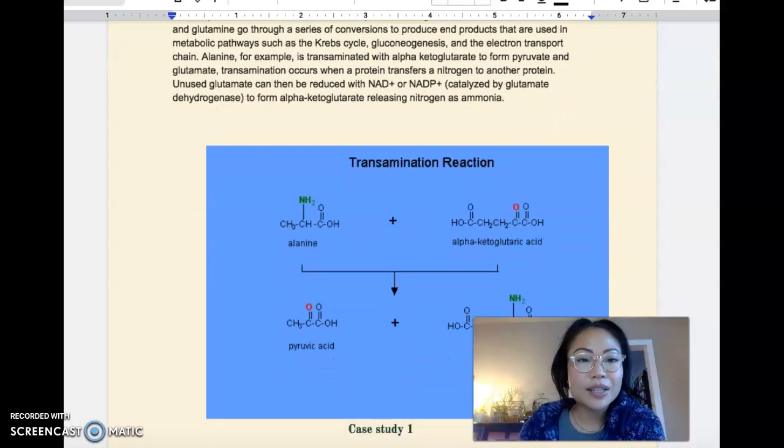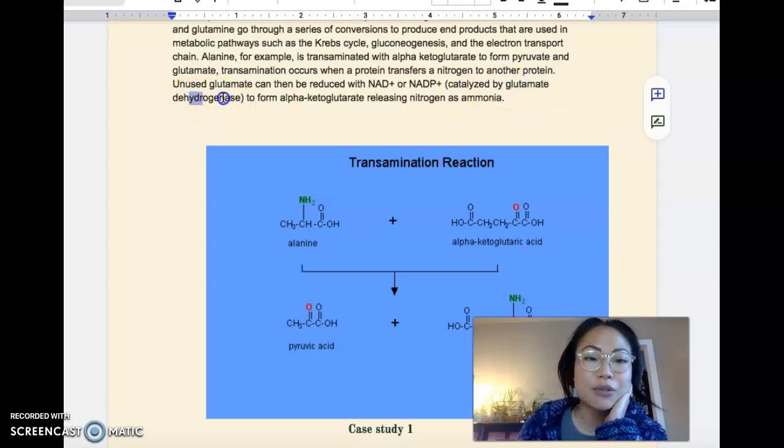So in this case, as an example, alanine is transaminated with alpha keto acid to form pyruvate and glutamate. Transamination occurs when a protein, such as alanine, gives a keto acid its nitrogen and in return takes an oxygen. Once that happens, it becomes pyruvate and glutamate. It goes through the Krebs cycle, gluconeogenesis, and the electron transport chain, and whatever else is unused is then reduced with NAD or NADP, catalyzed by an enzyme called glutamate dehydrogenase to form glutamate back into alpha-ketoglutarate, which then releases the nitrogen right here as ammonia.